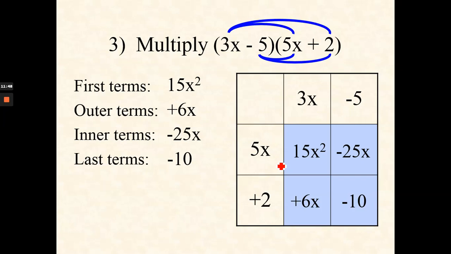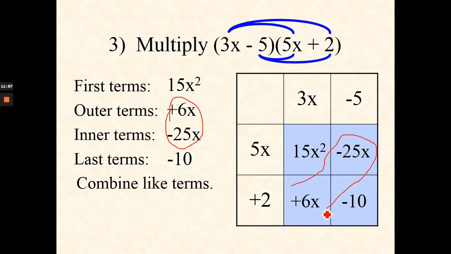And then after that, we're now ready to combine like terms. What are the like terms? It is this one. This one. So you're just going to copy 15x squared and then combine your like terms. Negative 25 plus 6x, and that is negative 19x. So you have there 15x squared, negative 19x, and then the last term is negative 10. So that is what we call the box method.